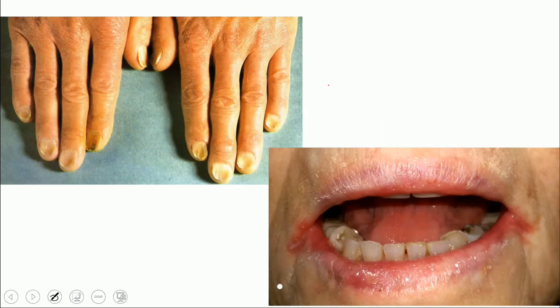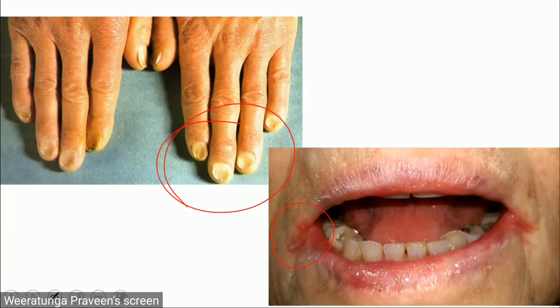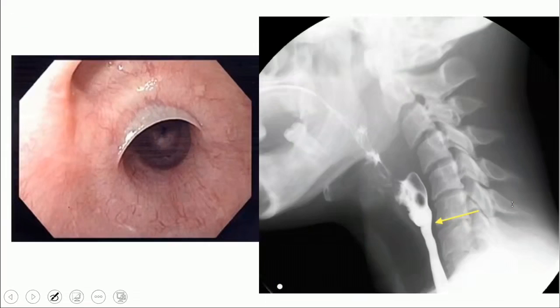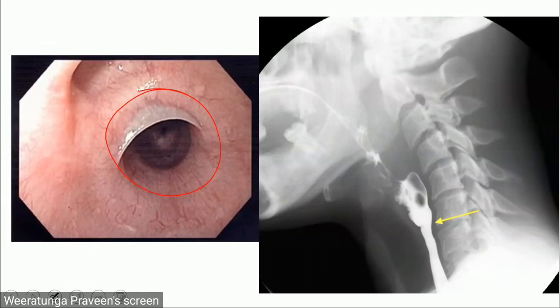Right. And also in the examination, you will be seeing signs like this. So you see these typical spoon-shaped nails or koilonychia and angular stomatitis as shown in this picture, right? And you can also get a bit of glossitis as well. Glossitis is actually very severe in B12 deficiency, right? But you can get it a little bit in iron deficiency as well, glossitis and angular stomatitis. Right. And this is a picture of these esophageal webs that you get in Plummer-Vinson syndrome, which is associated with iron deficiency anemia.